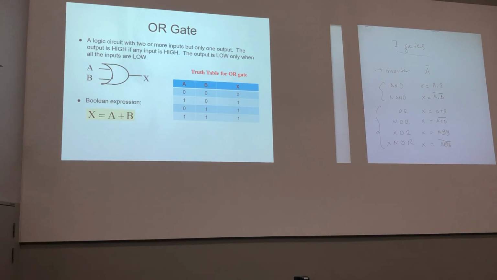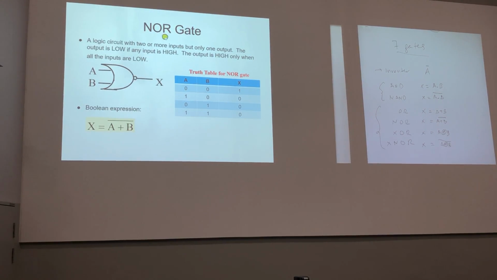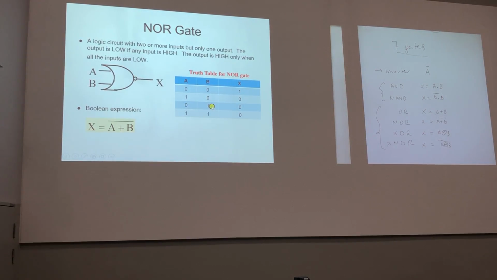So after all, the next one is the NOR gate, right? Same symbol but with a little dot in front. So whenever you plus already, you take the opposite. Let's say 0 plus 0 is 0. Opposite of 0 is 1. 1 plus 0 is 1. Opposite of 1 is 0. 0 plus 1 is 1. Opposite of 1 is 0. 1 plus 1 is 1. Opposite of 1 is 0. So basically this table also you don't need to memorize, right?